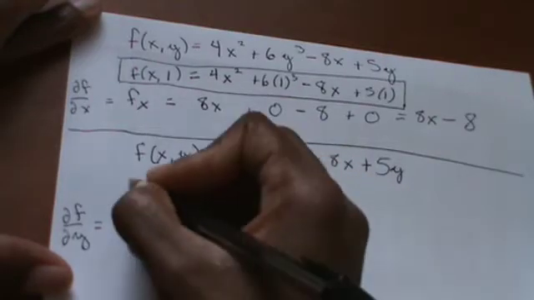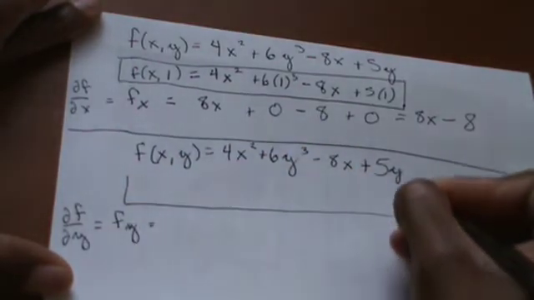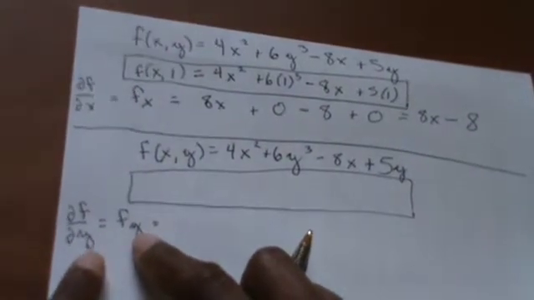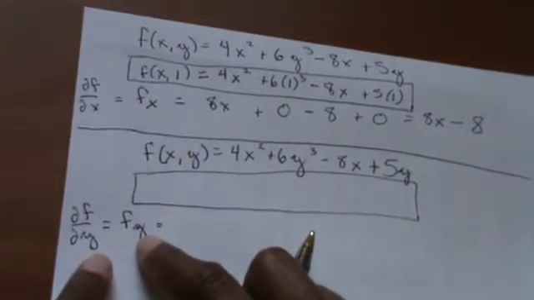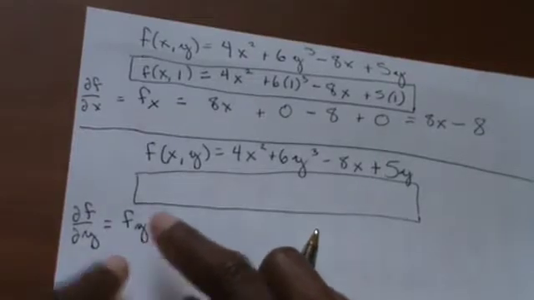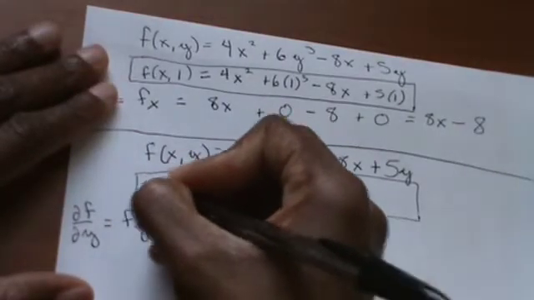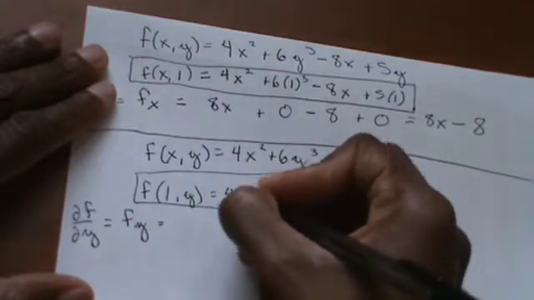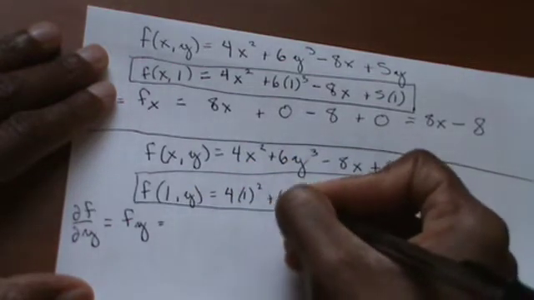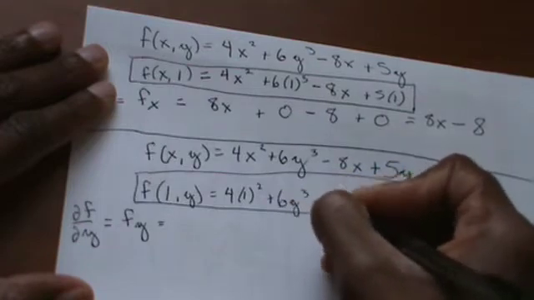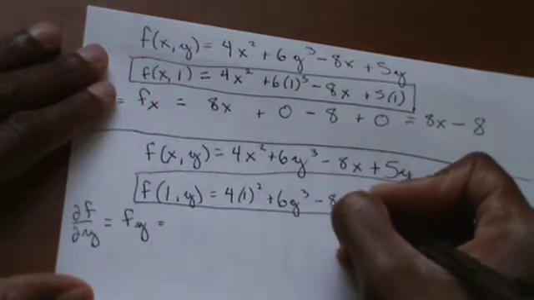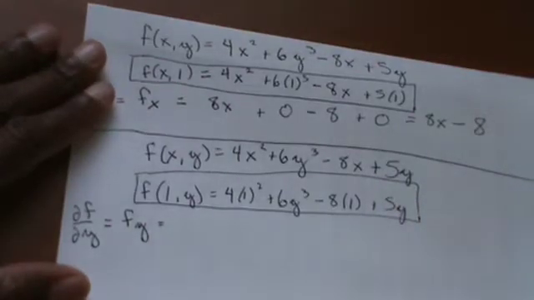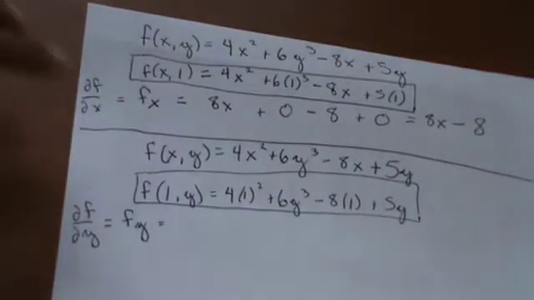Okay, so what that tells me, I can look in both of these locations. I can say, oh yeah, the y is moving up and moving down. The y can change, but not the x. So this behaves like f of 1, y. So let's see, 4 times 1 squared plus 6y cubed minus 8 times 1 plus 5 times y. Okay, let's have at it.